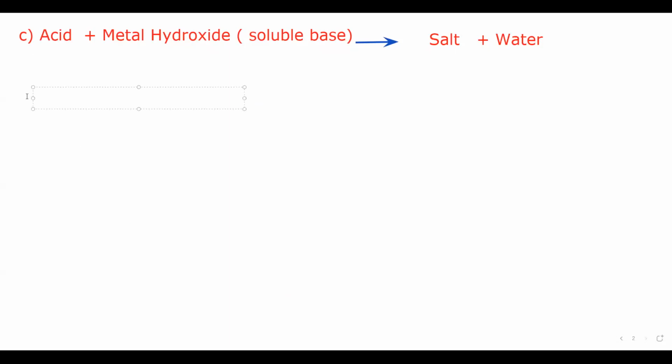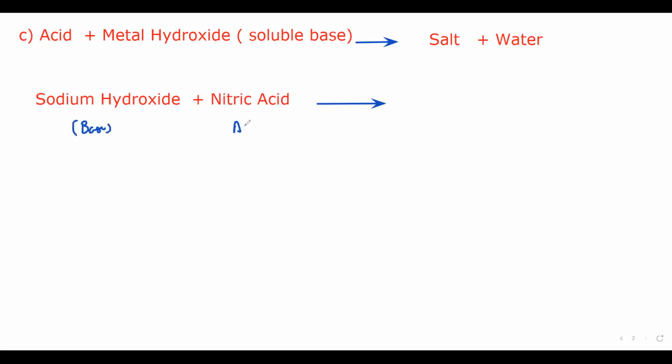If I say we have sodium hydroxide reacted with nitric acid. So sodium hydroxide react with nitric acid. What is sodium hydroxide? Sodium hydroxide is a soluble base. Nitric acid, this is acid. This will result in a formation of salt and water. Which salt will be formed? How will we identify the salt formed? Sodium hydroxide plus nitric acid.